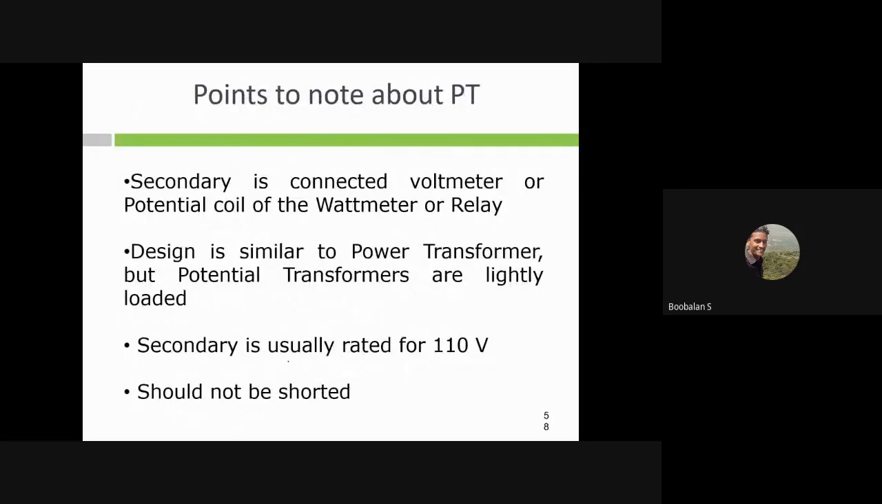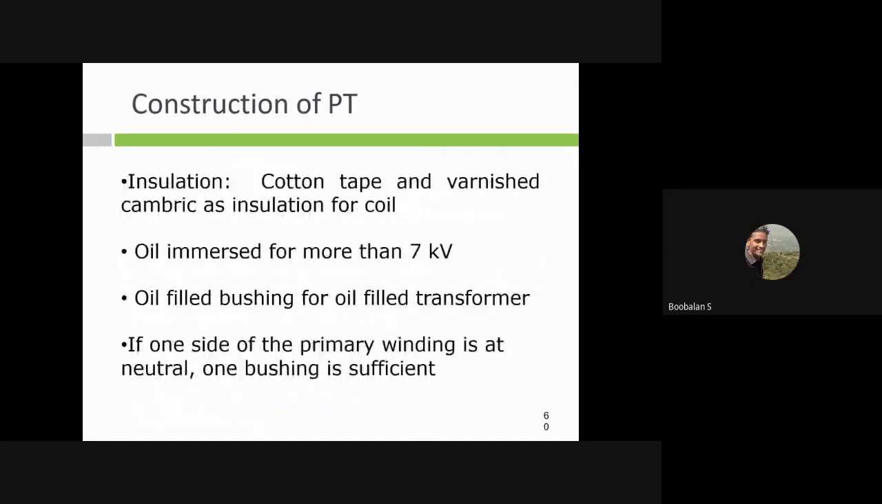Points to note: my primary should be short circuited. It is called earthed, right? Should not be shorted, right? My primary end is now going to be earthed. It's a very important thing. So my primary end is going to be earthed, right? That's a very main important thing, right?